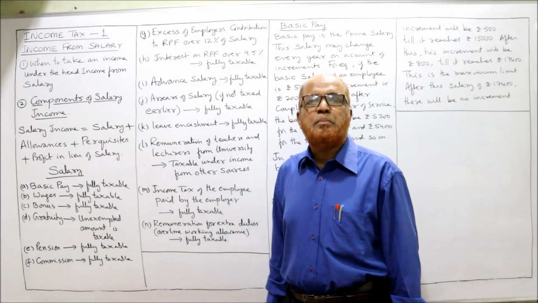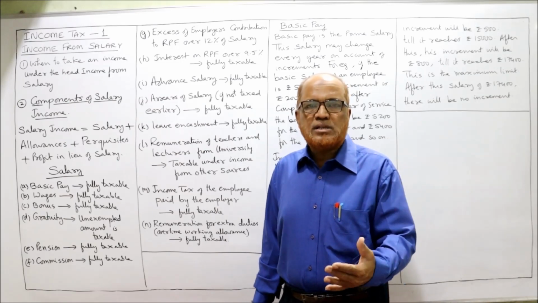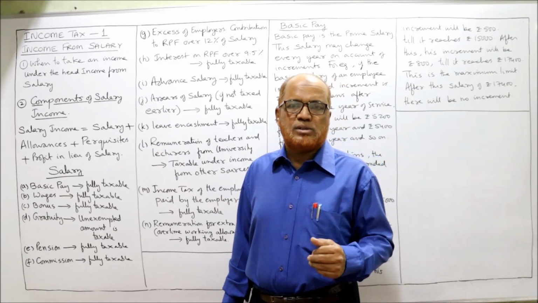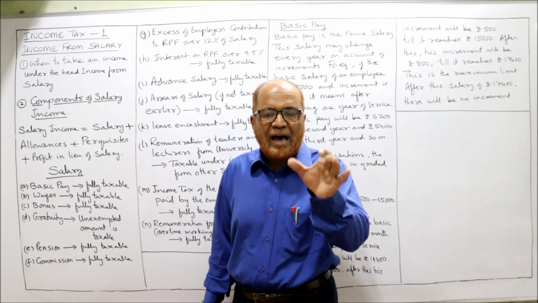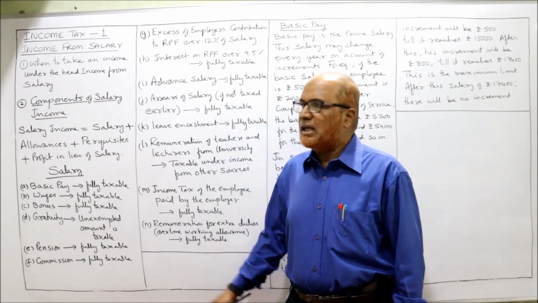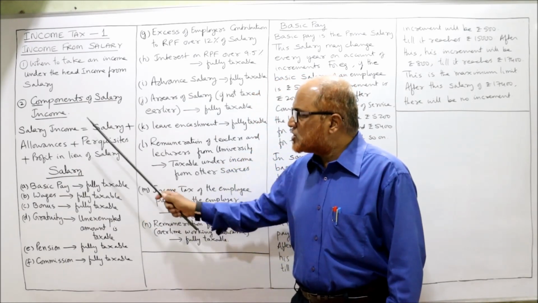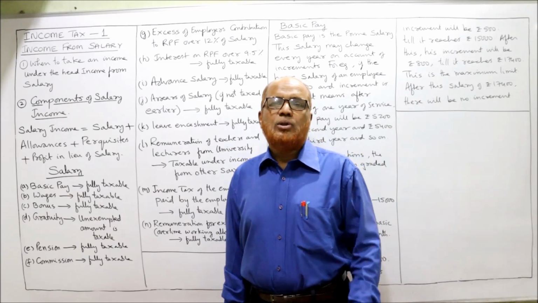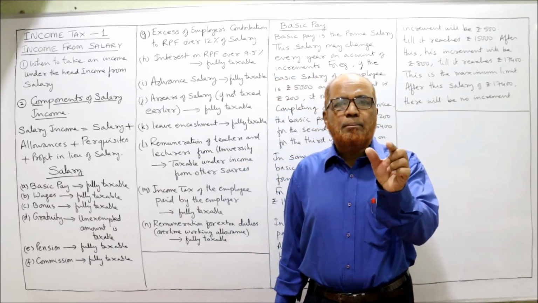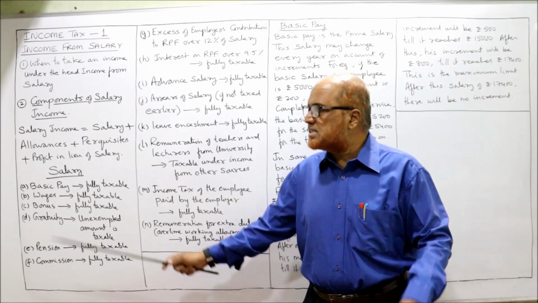Then we'll come to the next, perquisite. In perquisite, we'll discuss the meaning of the term perquisite. Then how to find out the value of that perquisite. Then last one, profit in lieu of salary. The first topic is salary. So what are the items that may come under the head salary?